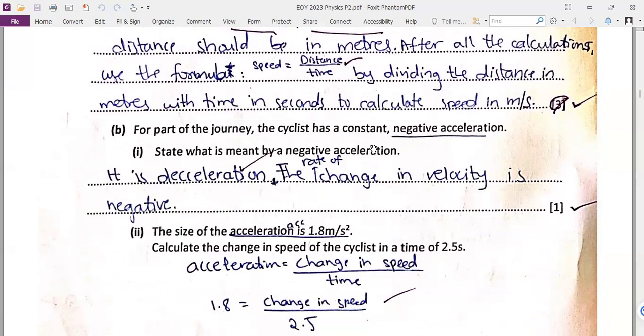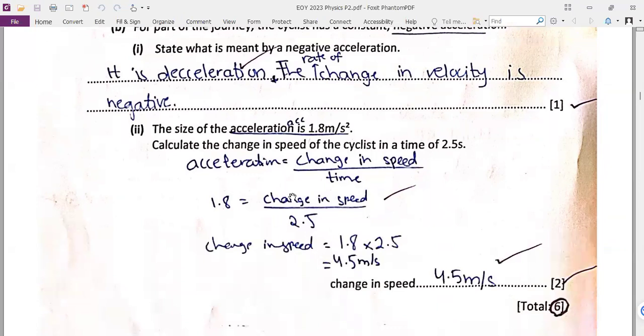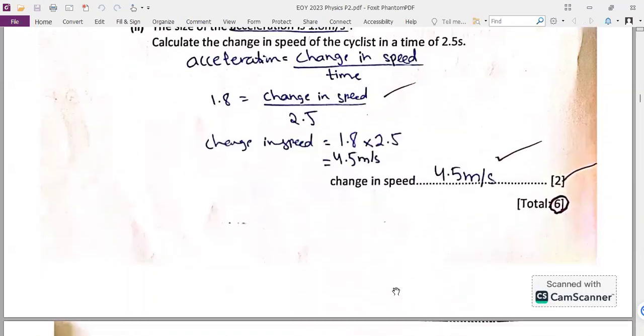And then what is meant by negative acceleration when the change in velocity is negative? That means the previous velocity is more and the final velocity is less. That is, the change in velocity is negative. Next question is asking for the change in the speed in a time of 2.5 seconds. The acceleration is given, time is given, you multiply and this will give you the change in the speed. Full marks granted again.